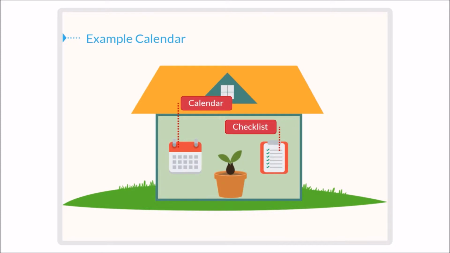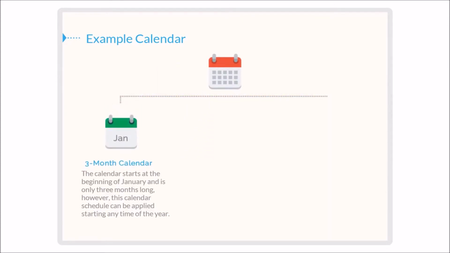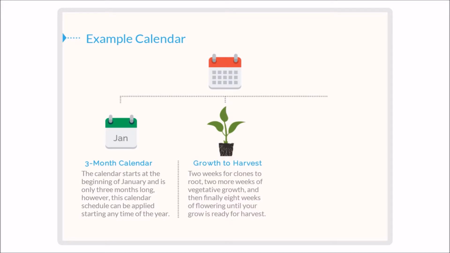Example calendar. For our example, the calendar starts at the beginning of January and is only 3 months long. However, this calendar schedule can be applied starting at any time of the year, as this is being used in a controlled indoor environment. 2 weeks for clones to root, 2 more weeks of vegetative growth, and then finally 8 weeks of flowering until your growth is ready for harvest.